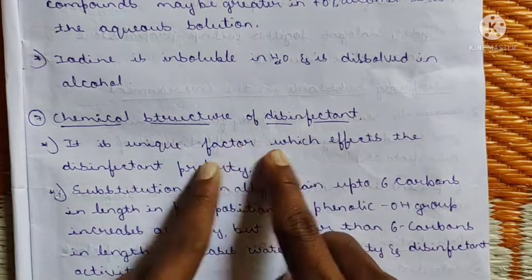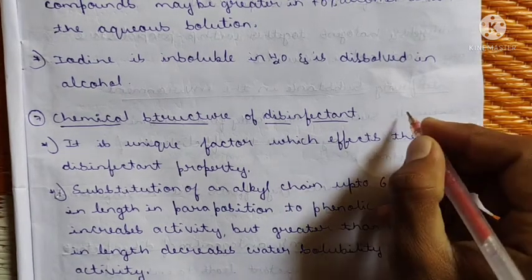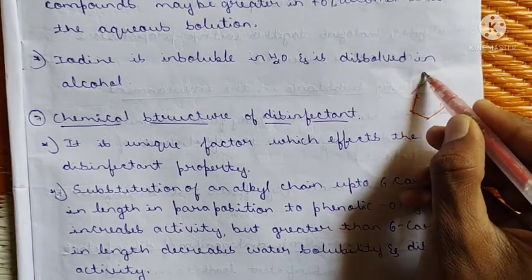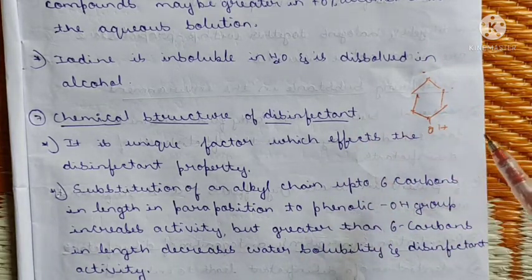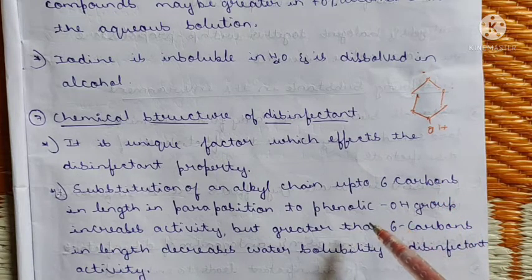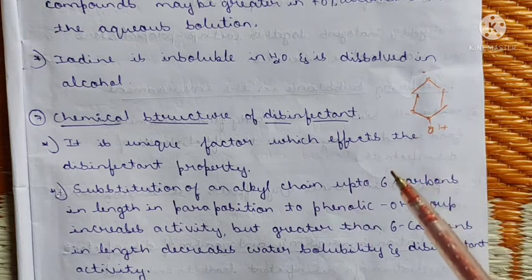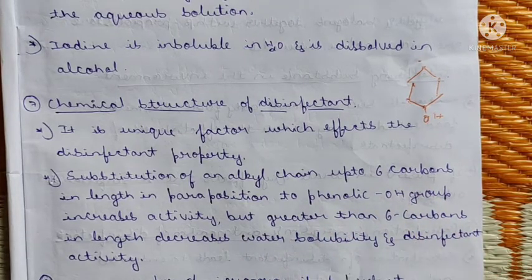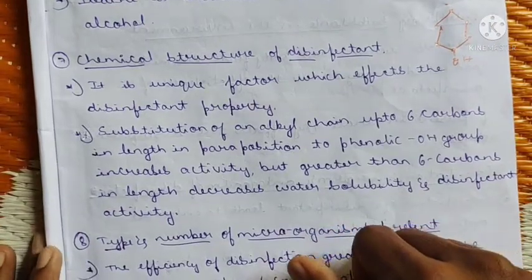This is the benzene ring. I will show you an example, my dear brothers and sisters. See here, what is this? This is the benzene ring. It has the ortho, meta and para positions. In the para position, if the phenolic group is present, it has greater activity. But greater than 6 carbons in length decreases the water solubility and disinfectant activity. If the carbon chain is 7 or greater, that decreases the disinfectant property.